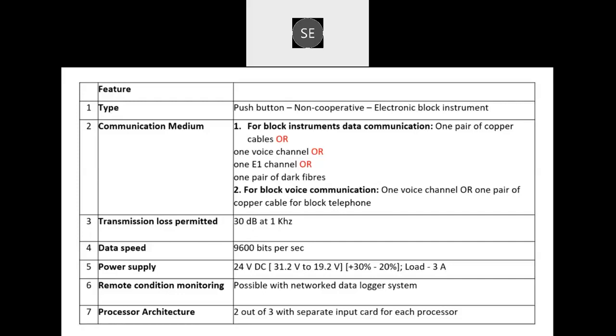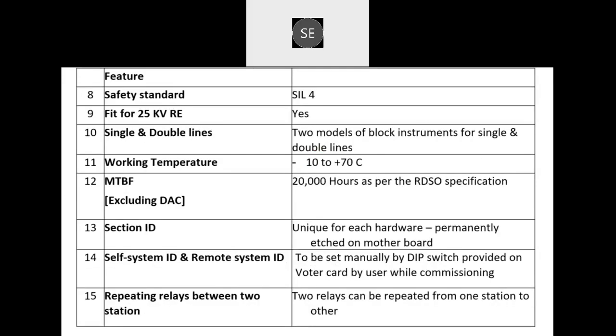At the same time, if any one CPU card or one input card fails, the system will continue working in 2 out of 2 mode. Hence, this will give the maximum availability of the system. So a single CPU card failure or an input card failure will not cause the equipment to fail or a block to fail. It fits for both RE and non-RE. The same instrument can be used for both RE and non-RE without any modifications. There are two separate block instruments for single line and double line.